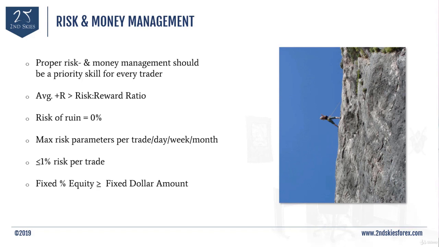Another important concept when it comes to risk and money management is max risk parameters. You should always have a set of parameters that is your guideline for how much you can lose per trade, per day, per week, per month. You don't need to have all of those. You could just be fine with max risk per trade and max risk per month.